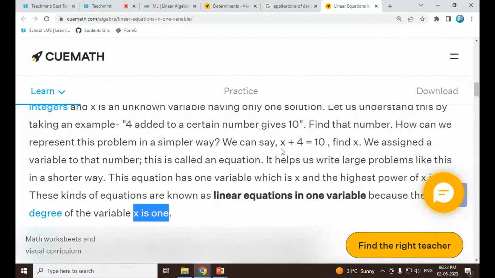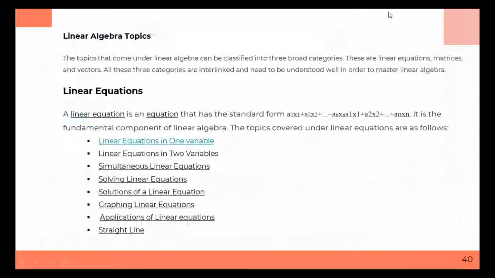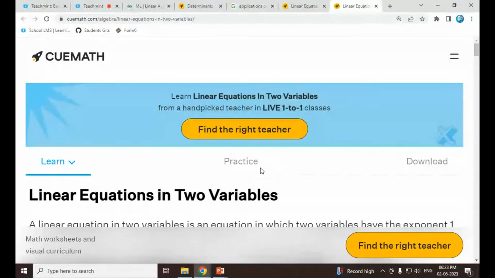Now, how do you solve this? x plus 4 equal to 10, so x equals 10 minus 4. That is 6. Here the equation is called linear because the degree of x is 1. If the degree of x becomes 2, sir? Then with 2 variables, it is a linear equation in two variables.